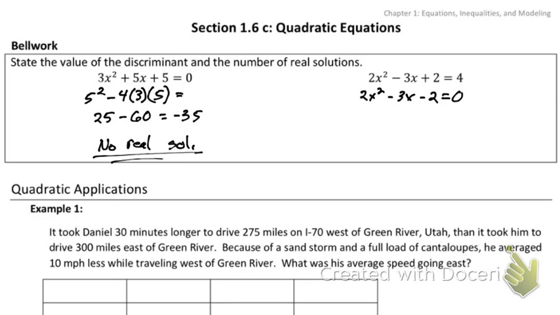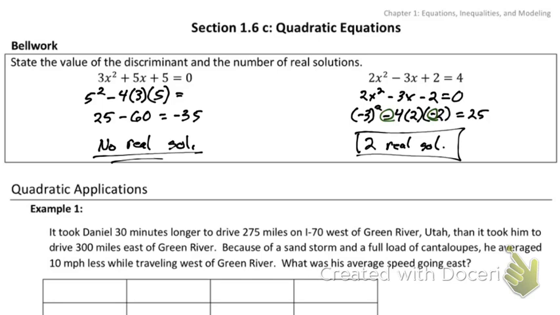So we're going to have B squared, which is negative 3 squared, which is a positive. Then we are going to subtract 4 times A times C. And note those 2 negatives. That means I'm going to have 9 plus something. That's going to be a positive, and it turns out to be a positive 25. So it's going to have 2 real solutions.